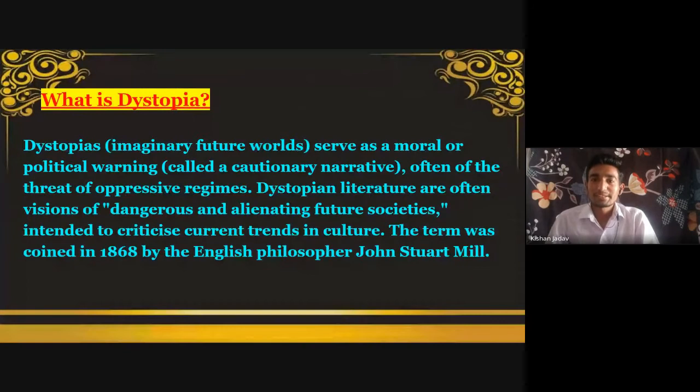Dystopia is a moral or political warning, often of the threat of oppressive regimes. Dystopian literature often shows visions of dangerous and alienating future societies, intended to critique current trends in culture. The term was coined in 1868 by the English philosopher John Stuart Mill.